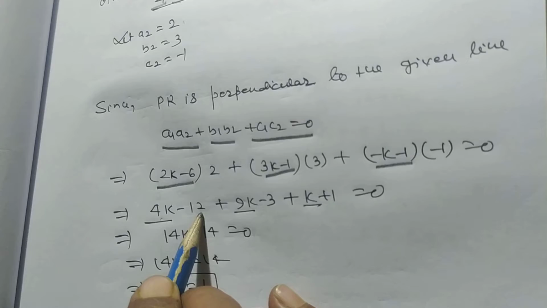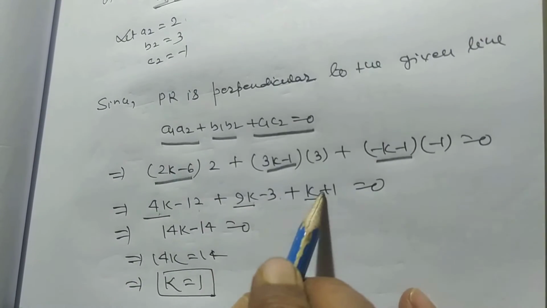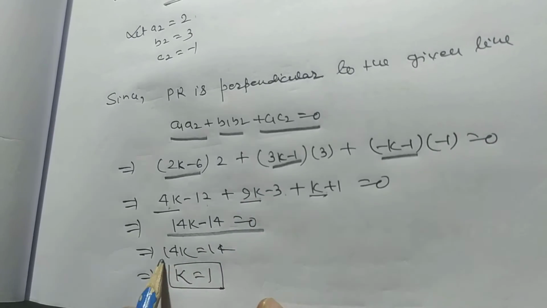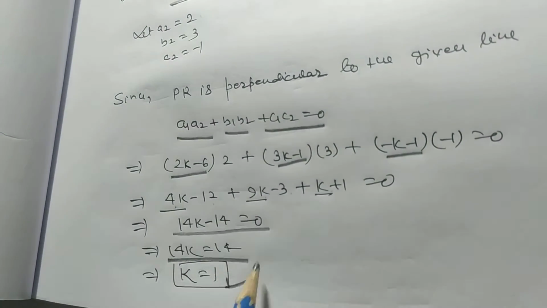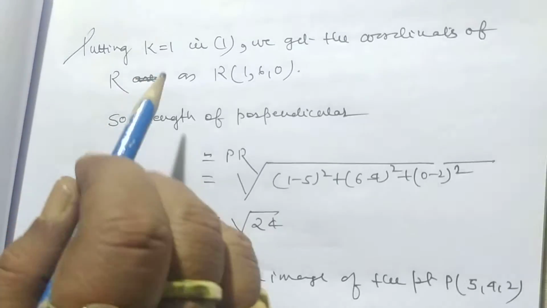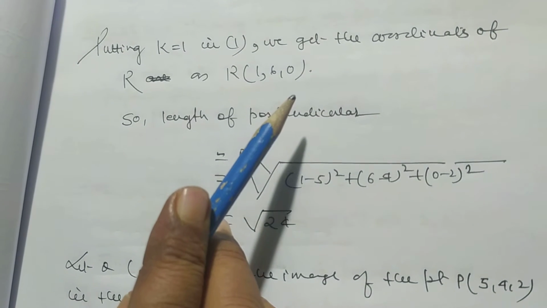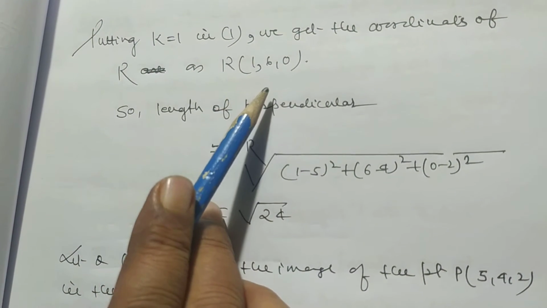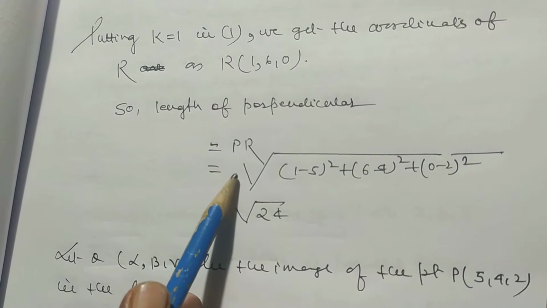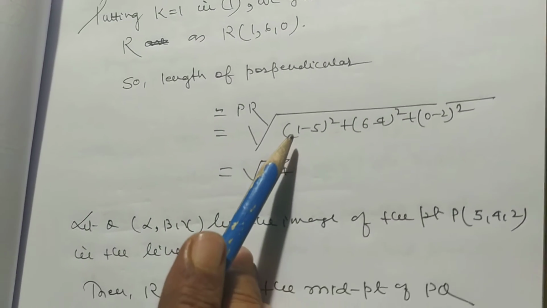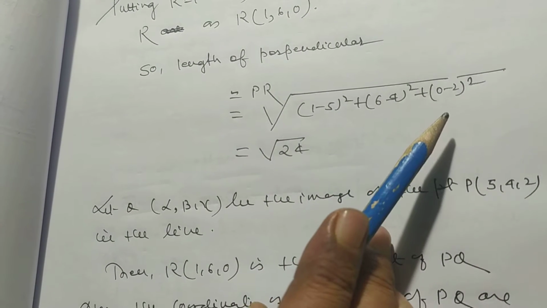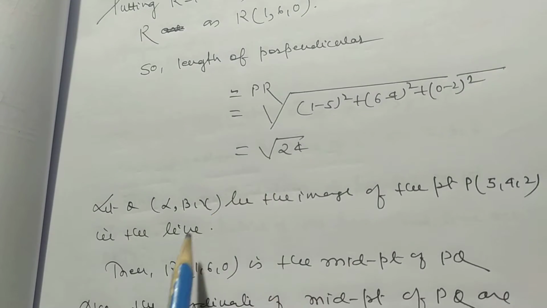So 4k minus 12 plus 9k minus 3 plus k plus 1 is equal to 0. That is 14k minus 14 is equal to 0. That is 14k is equal to 14. So k is equal to 1. In this way, we can solve this problem. Now by putting the value of k, we find the coordinates of the foot of the perpendicular R. So the length of perpendicular PR is equal to the square root of (1 minus 5) squared plus (6 minus 4) squared plus (0 minus 2) squared, that is root 24.